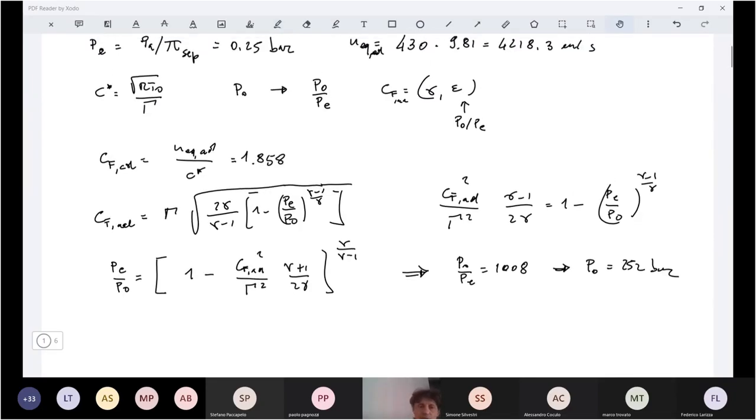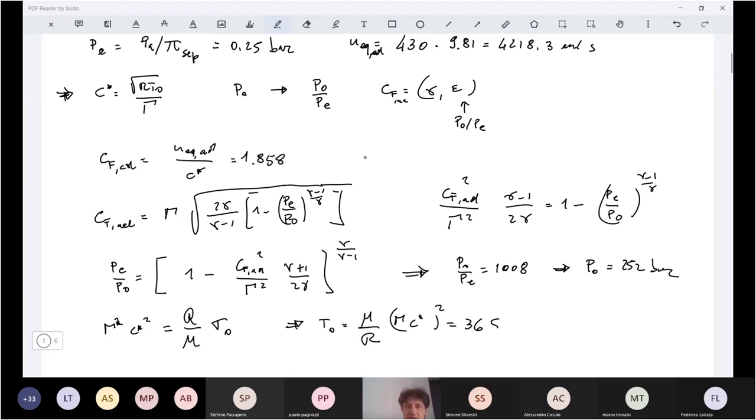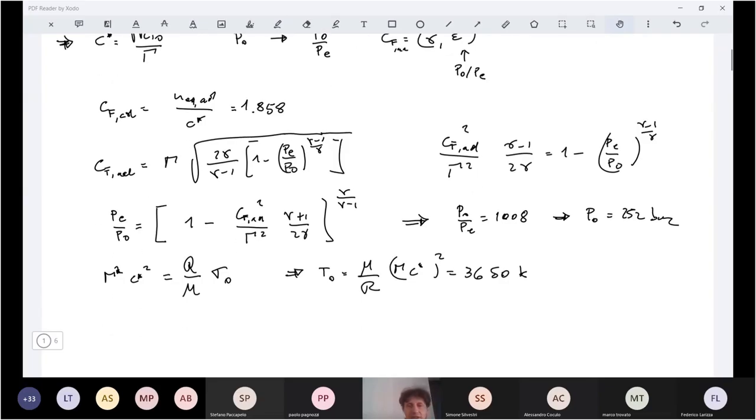Coming back to this relation here, we can obtain that gamma squared C star squared will be equal to RT0, which is the universal gas constant over the molar mass, times T0. And so T0 is M over R gamma C star squared, or 3650 Kelvin. So we have done what was required.